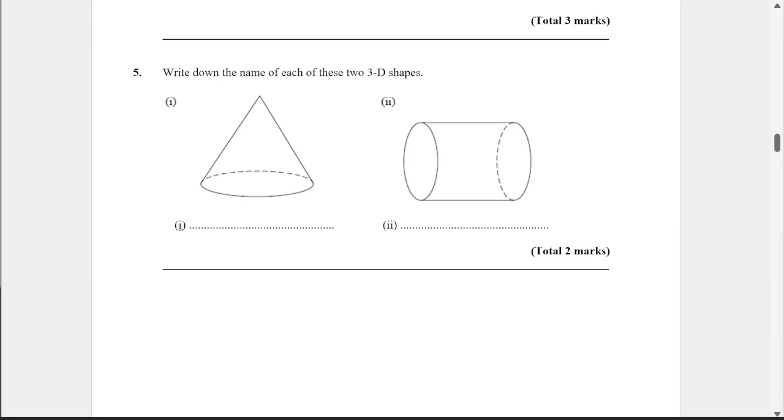Question 5. Write down the name of each of these two 3D shapes. So this is a cone, and this is a cylinder.